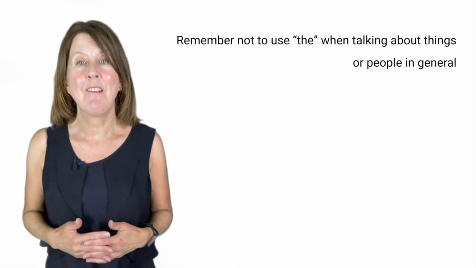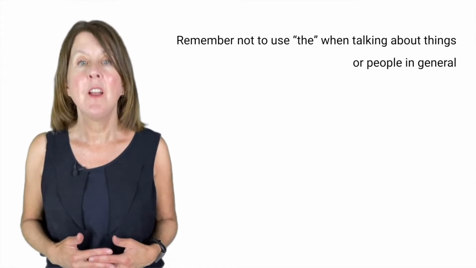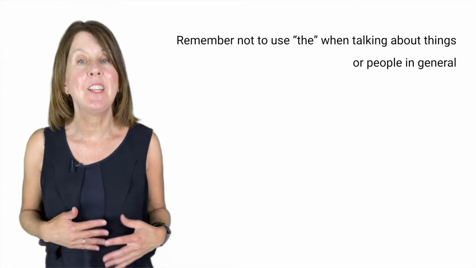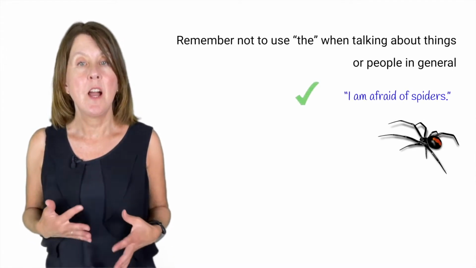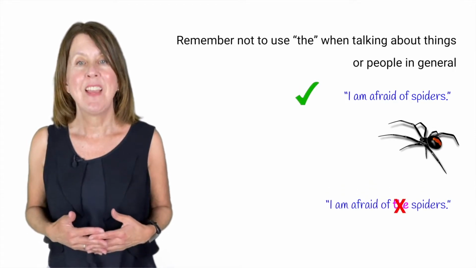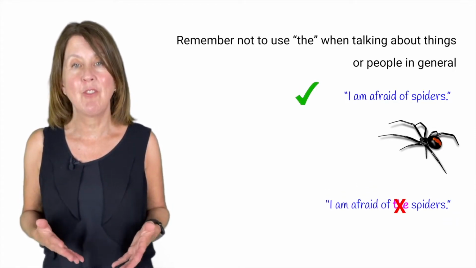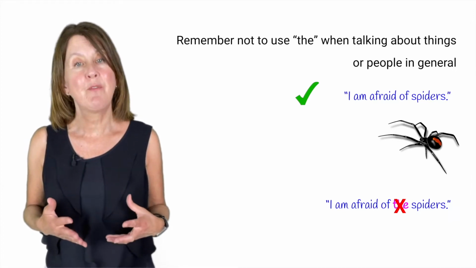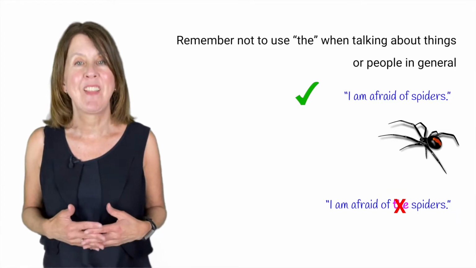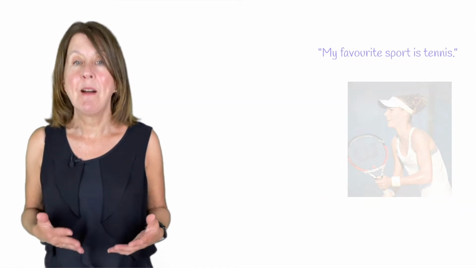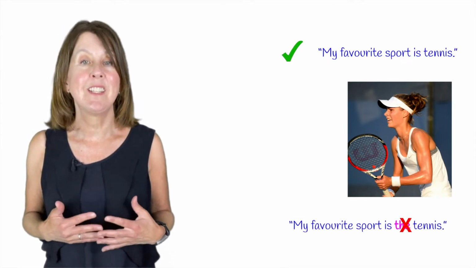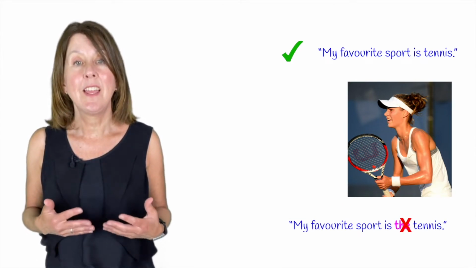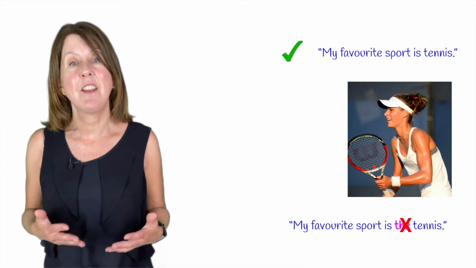So tip 1, remember not to use "the" when talking about things or people in general. We say "I'm afraid of spiders" and not "I'm afraid of the spiders," because it's spiders in general that you are afraid of, and you're not afraid of some specific spiders. Likewise, we say "my favourite sport is tennis" and not "my favourite sport is the tennis," because again you're talking about tennis in general.